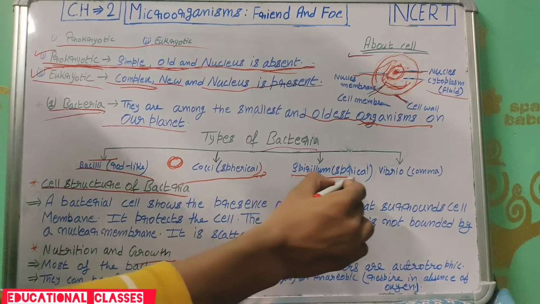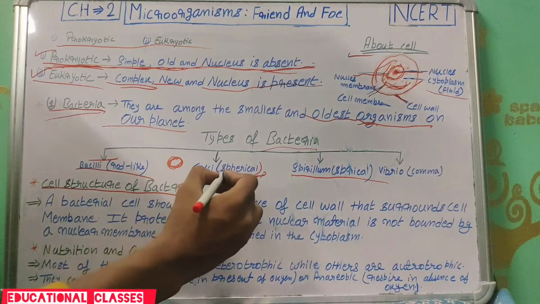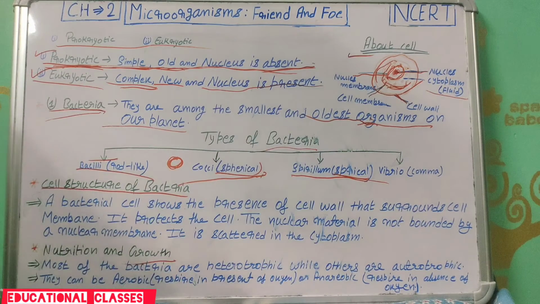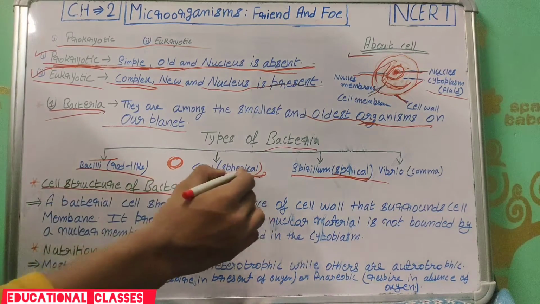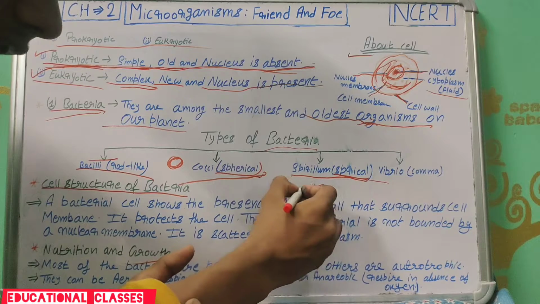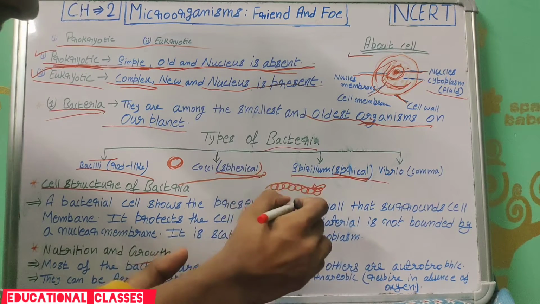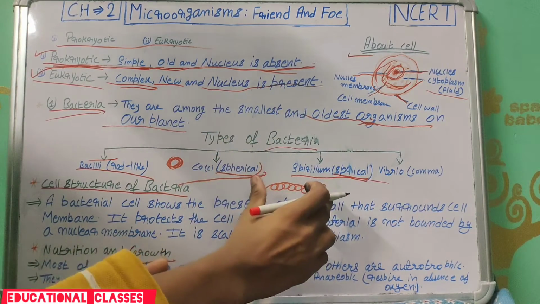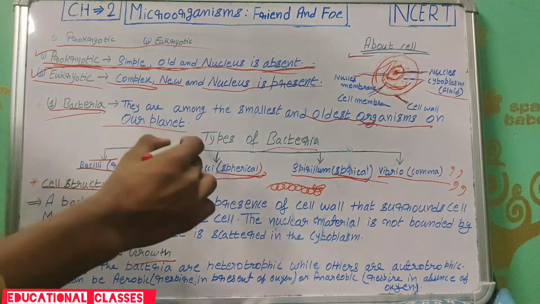And this is spirillum. Understand the difference between spherical cocci and spirillum. The cocci is like this. You have seen a spring coil like this, and the spirillum is like this. So understand the difference between them. The fourth one is vibrio, a comma-like structure, like this. So the types of bacteria are completed.